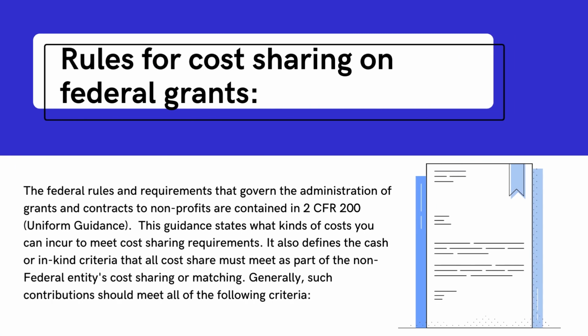Rules for cost sharing on federal grants. The federal rules and requirements that govern the administration of grants and contracts to nonprofits are contained in 2 CFR 200, Uniform Guidance. This guidance states what kinds of costs you can incur to meet cost-sharing requirements. It also defines the cash or in-kind criteria that all cost share must meet as part of the non-federal entity's cost sharing or matching. Generally, such contributions should meet all the following criteria.